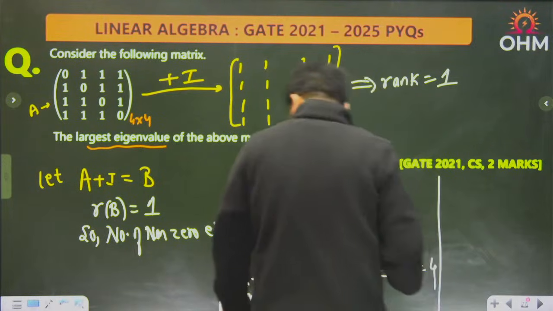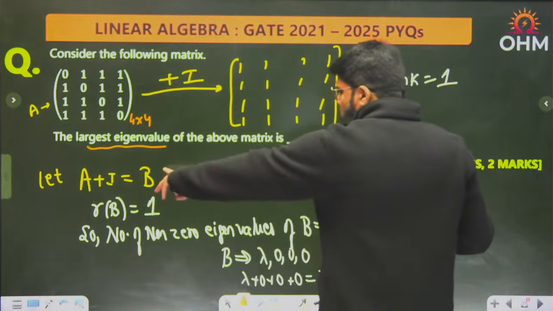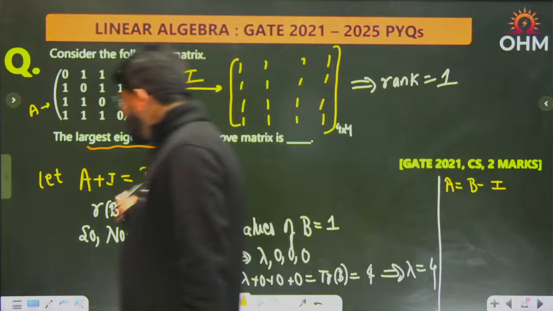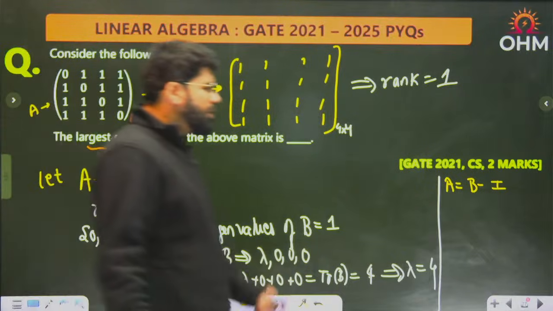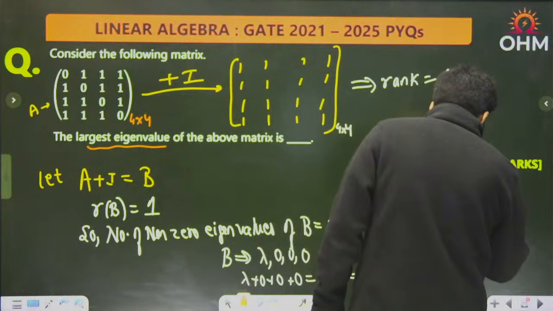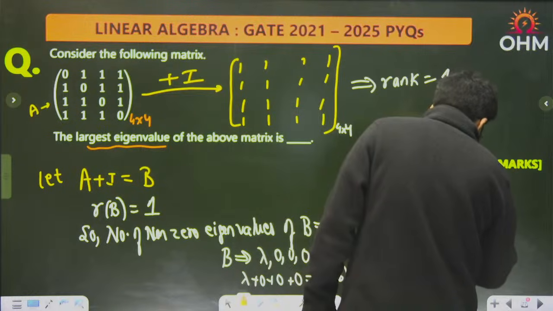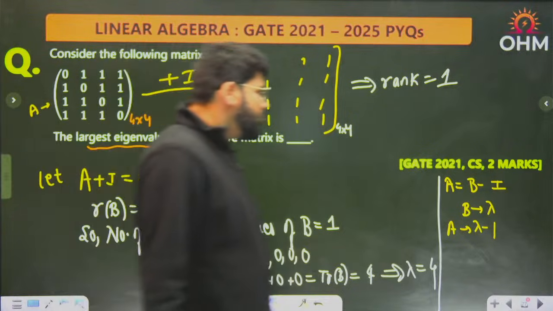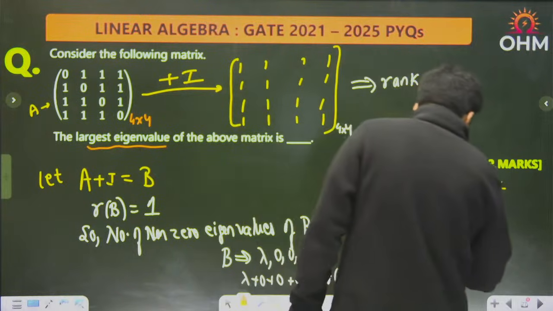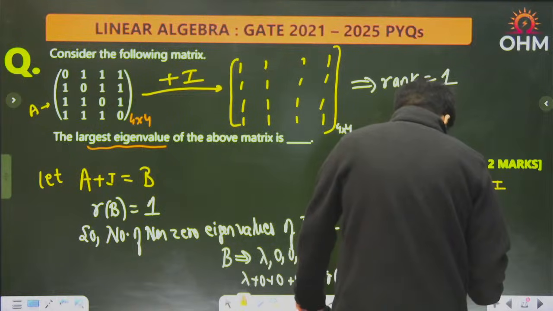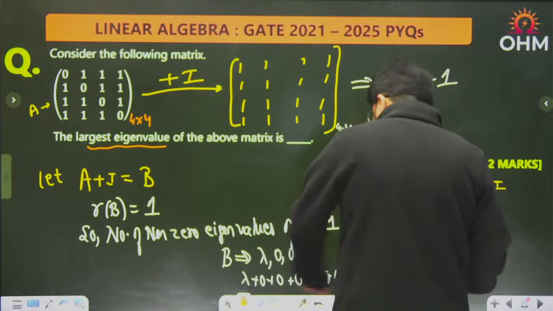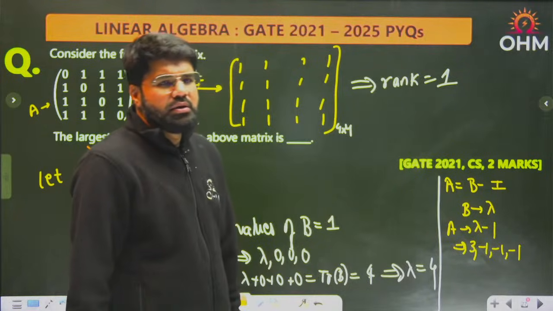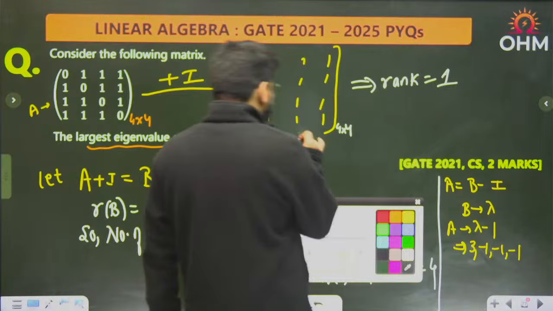Now come to the answer here. I don't want the eigenvalues of B. What is the A matrix? The question says find the eigenvalues of the A matrix. A matrix is nothing but B minus I. So if B has the eigenvalue lambda, A will have the eigenvalue lambda minus 1. Again the sixth property coming into action. Now lambda is 4, so 4 minus 1 is 3. And the others were 0, so 0 minus 1 is minus 1. So 3, and minus 1, minus 1, minus 1. The largest eigenvalue, fill the answer here: the largest is 3.